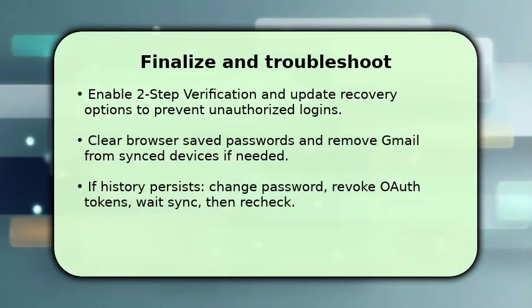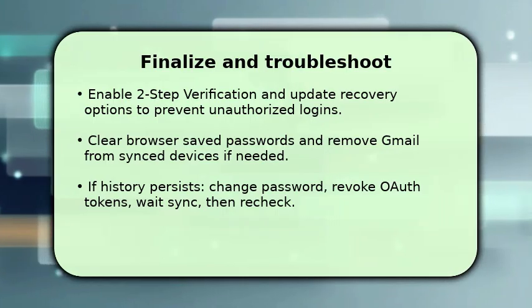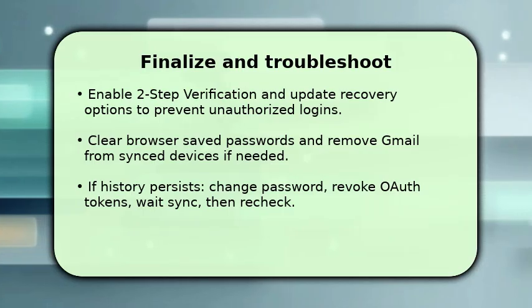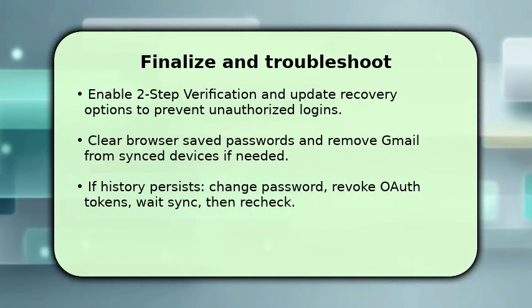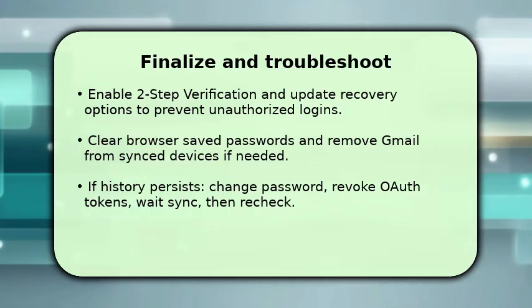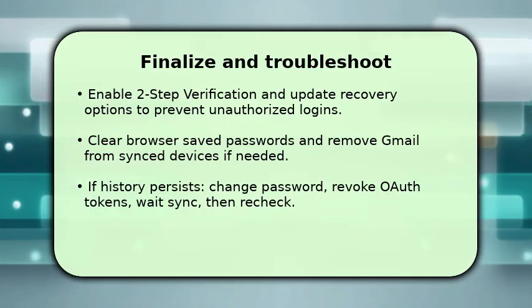Finish by tightening access. Enable two-step verification and confirm recovery email and phone are current so future logins require your approval. Make sure to clear any saved passwords in browsers and remove Gmail from devices you no longer control. If a login still appears in Gmail's details after you've deleted history, change your password again, revoke OAuth tokens and app passwords, then wait a few minutes for Google's systems to sync and recheck. This usually resolves residual entries.